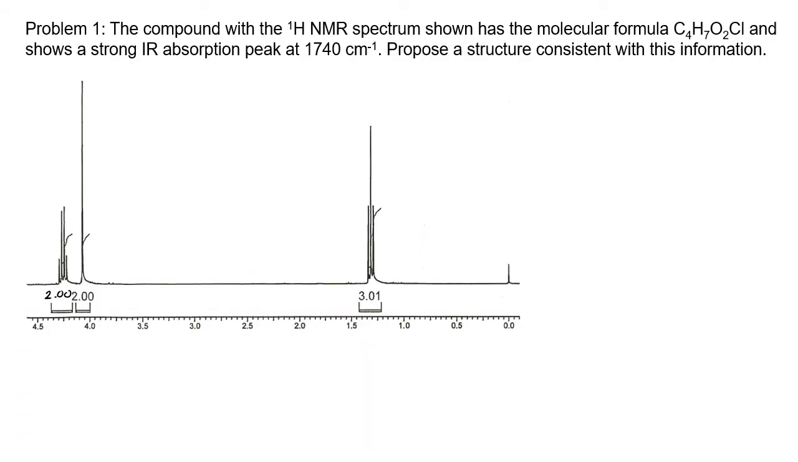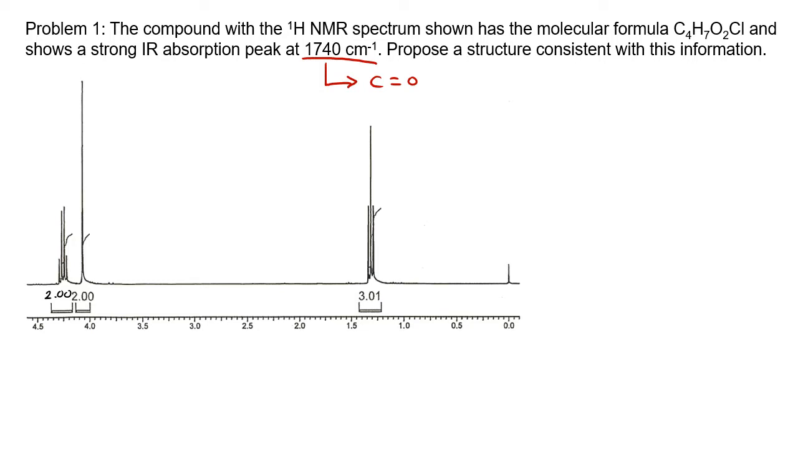Problem 1 states the compound with the proton NMR spectrum shown has the molecular formula C4H7O2Cl, and it also indicates a strong IR absorption peak at 1740 inverse centimeters. Propose a structure consistent with this information. All right, so we have an IR absorption peak at 1740. That should be a dead giveaway that we have a carbon-oxygen double bond in our molecule.